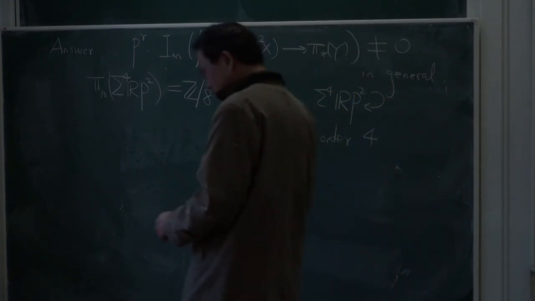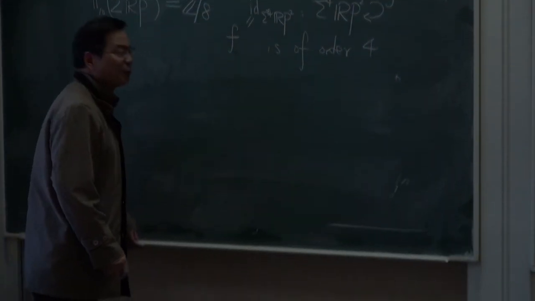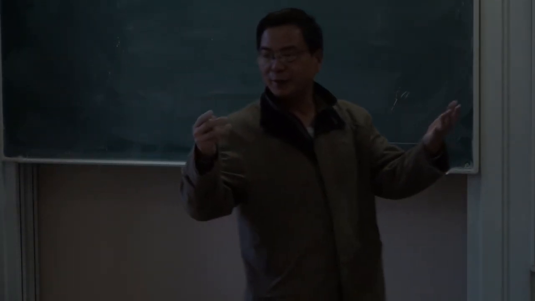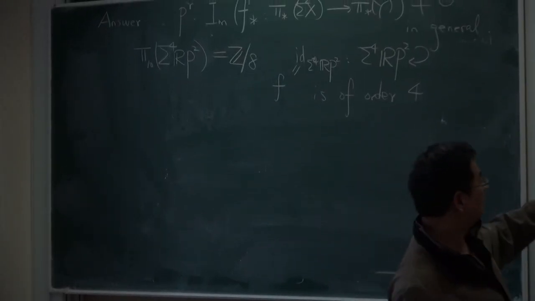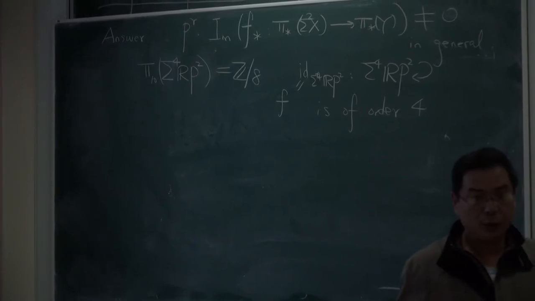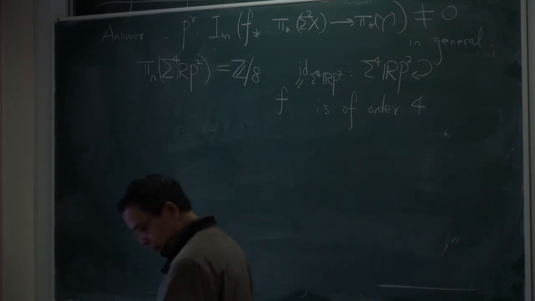Now, what's the trouble? That's before I move to the exponent problem. So let's try to understand the background. Why doesn't the homotopy group work? This is like this question, multiplying by p to the r. Why is it not there? Right? Okay, let's try to see what the troubles are here.